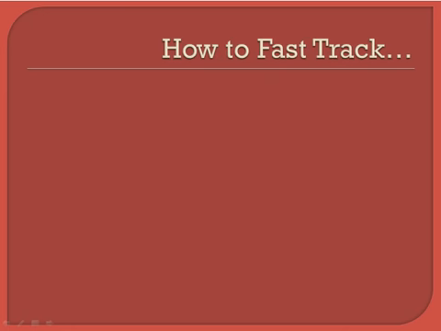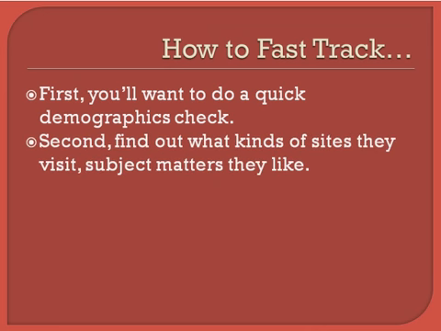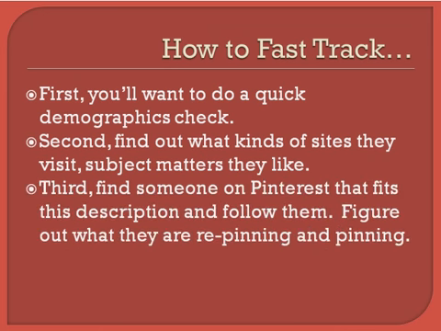So how to fast track? There's a 3-step process here. First, we're going to do a quick demographics check. Second, we're going to find out what kind of sites they visit, and subject matters they like and dislike. And third, we're going to use that information and go on Pinterest, follow some people, and figure out what they are repinning and pinning so that we can apply what we know to attract that type of person. Make sense? All right, let me go ahead and show you how to do that.